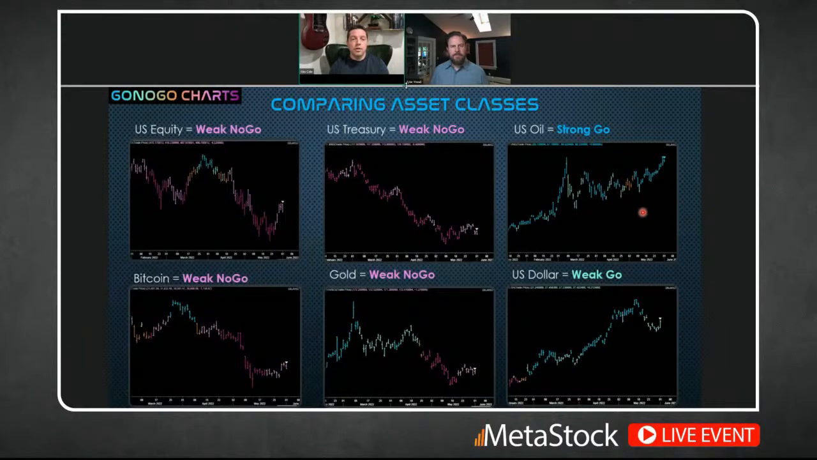Bitcoin is a weak no-go. Bitcoin struggled heavily over the last few months. It looks to have consolidated, looks to be trading in a range again, but is a weak no-go. Gold also, likewise, a weak no-go. And the US dollar has been perhaps the surprise to many this year with its continued strength. It corrected heavily, but has had a stronger day today. So a weak go for the dollar as well.